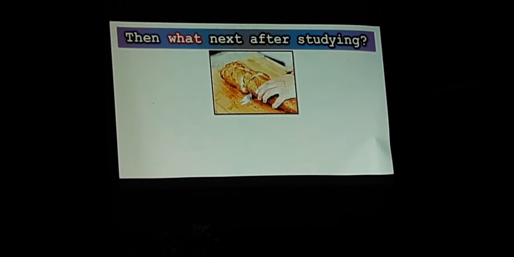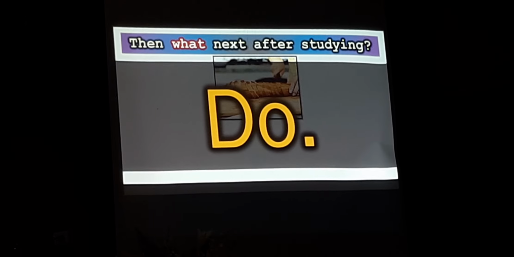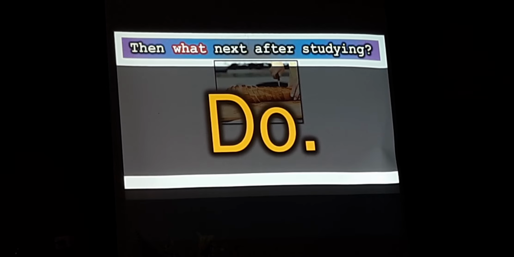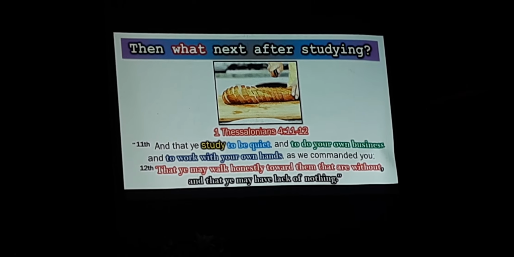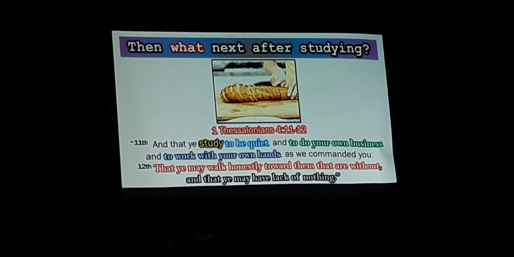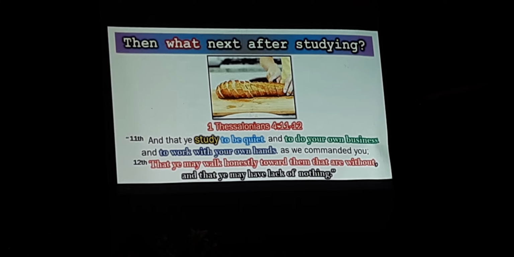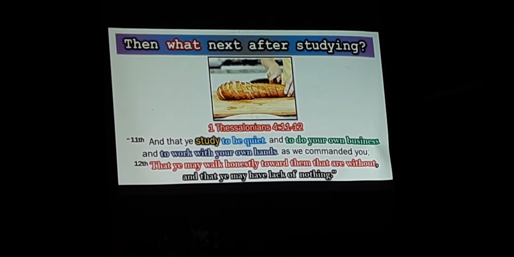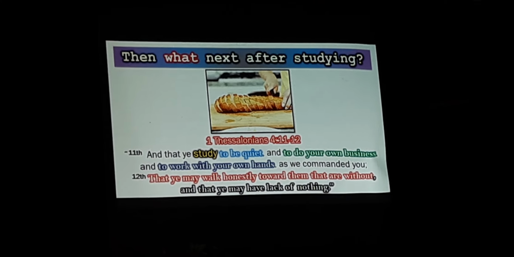Then what next after studying? What are we going to do next after studying? Do. Two letters, very easy, do. So in 1 Thessalonians it says there, and that ye study to be quiet, and to do your own business, and to work with your own hands, as we commanded you, that you may walk honestly toward them that are without, and that you may have lack of nothing.